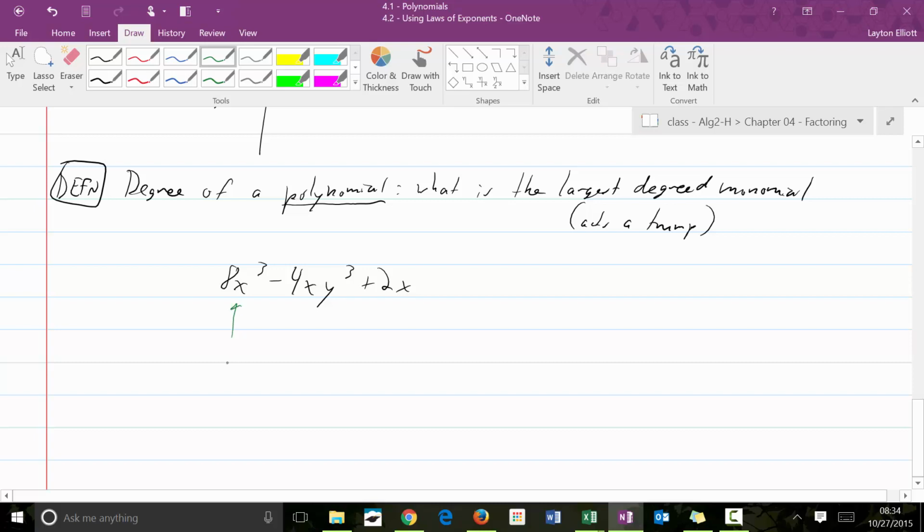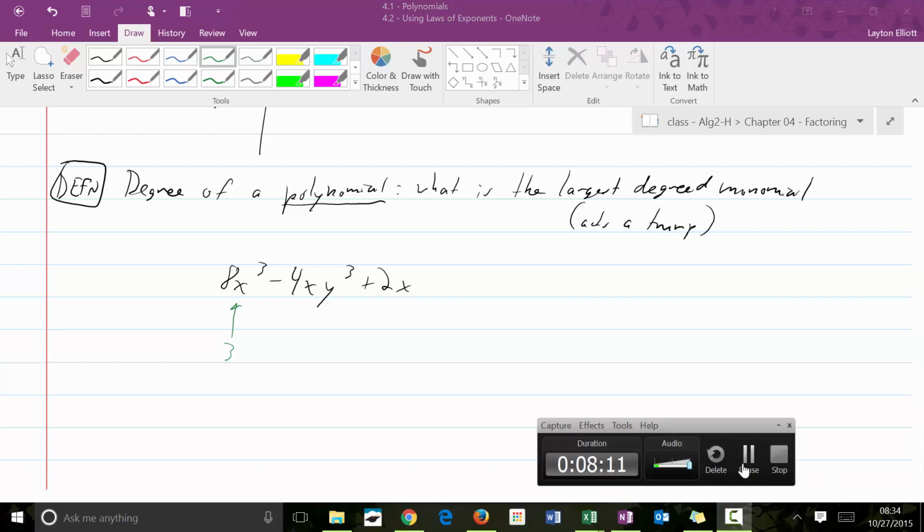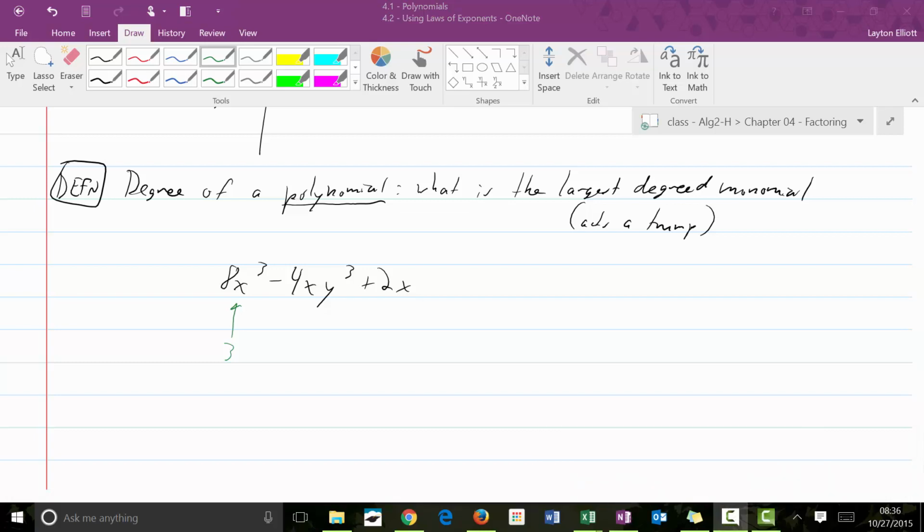The degree of the first monomial, 8x to the third, is 3. The degree of the second monomial, 4xy cubed, there's 1x and 3 y's, that's a degree of 4. And the last one is just a degree of 1. So the entire polynomial we describe as having a degree of 4.